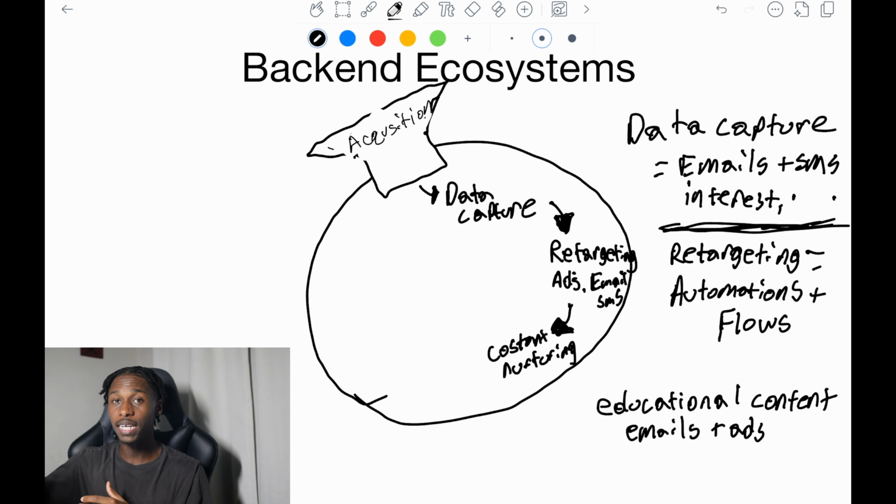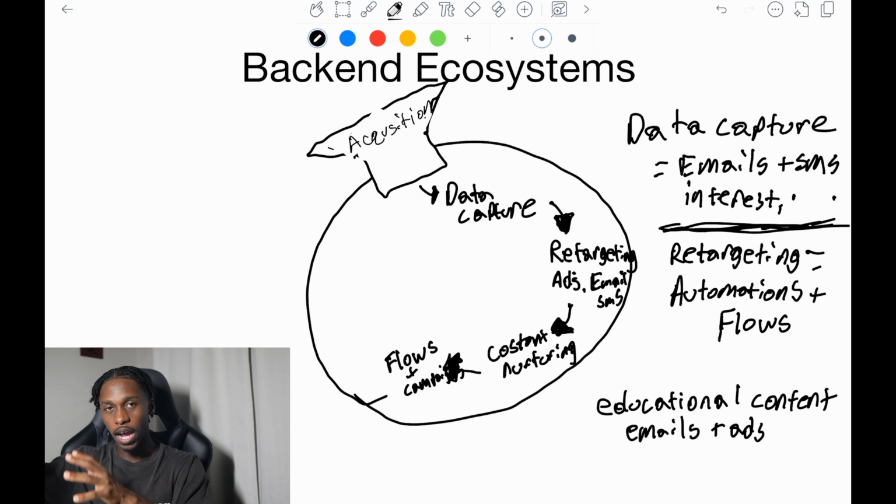We're constantly nurturing these people, right? And that constant nurturing can be done through different types of things. It can be done through something I like to call, now we're shifting into more so complete backend, which is email, SMS, and flows. So that is done through flows and campaigns as well. I can't fit campaigns in there, but you guys get the gist. So that constant nurturing can be done through flows and campaigns.